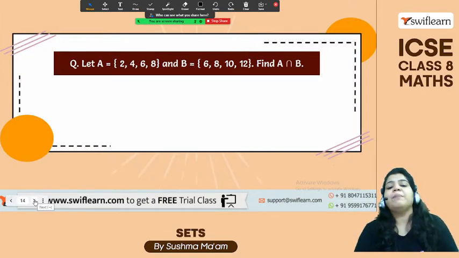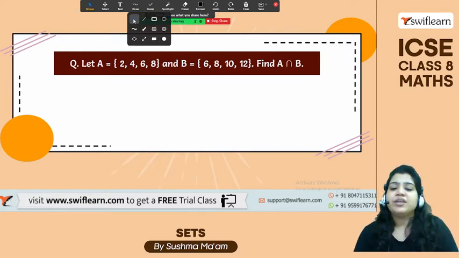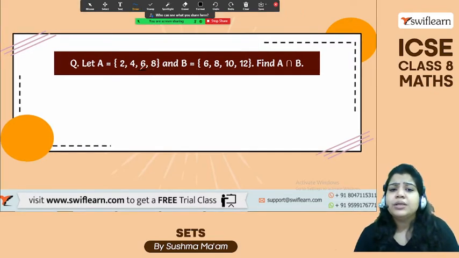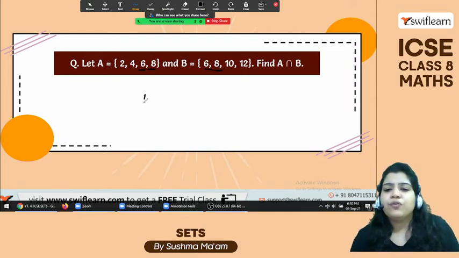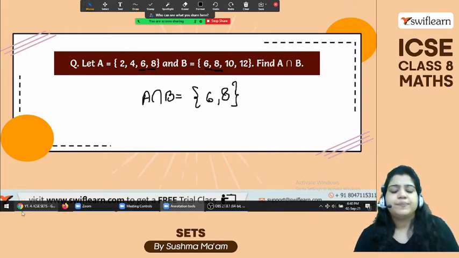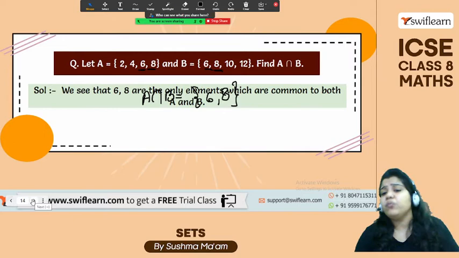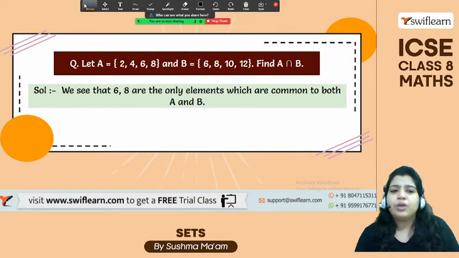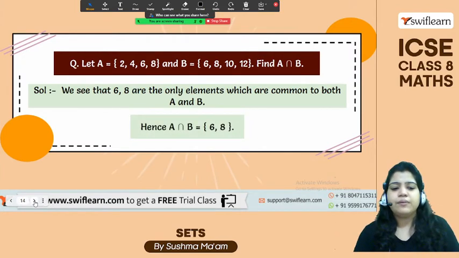So here we have an example. Let A equal 2, 4, 6, 8 and B have elements 6, 8, 10, 12. Find A intersection B. What are the common elements? 6, 8. Anything else? No. So A intersection B is 6 and 8 only. You have to write a statement: we see that 6, 8 are the only elements common to both A and B. If the question carries 2 marks, then you have to write it in some words. But the final answer is 6, 8.